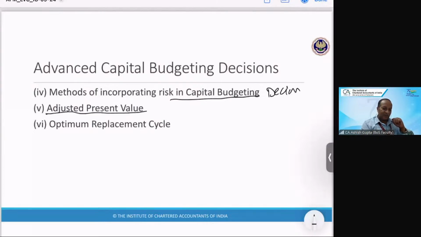Now, next is the adjusted present value. The adjusted present value method comes into the picture when, as you studied at your intermediate level, when we were discussing capital budgeting, there the normal assumption is that the capital structure of the company shall remain the same. If we are taking any new project, the capital structure will remain the same. So normally we consider WACC, that is the weighted average cost of capital, or the hurdle rate, to discount the associated cash flows.